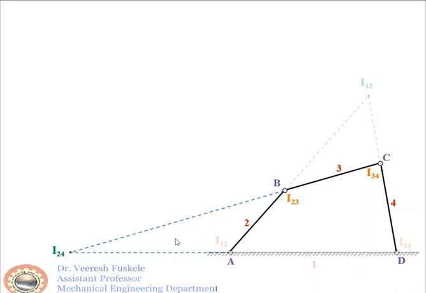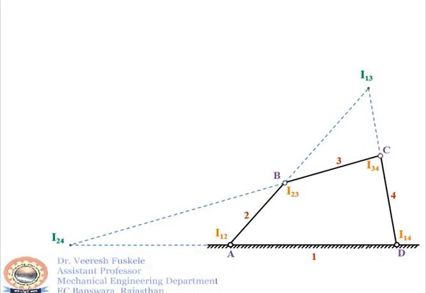So this is how we see that we determined some ICs by inspection and the rest by the application of Kennedy's theorem. As we see here, there were only 6 ICs to be located, as this is a simple problem. But when there is a complicated mechanism with a large number of links, then it becomes hard to keep track of all the ICs. So now we learn an easy and convenient way of keeping track of all the instantaneous centers to be located by inspection or by Kennedy's theorem.